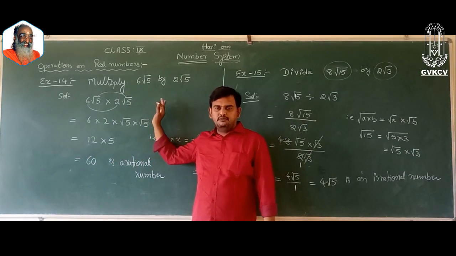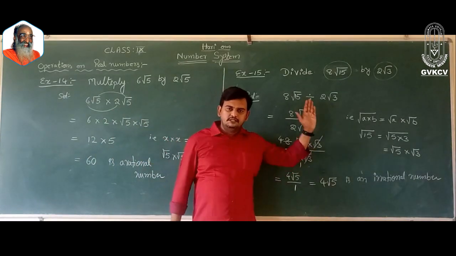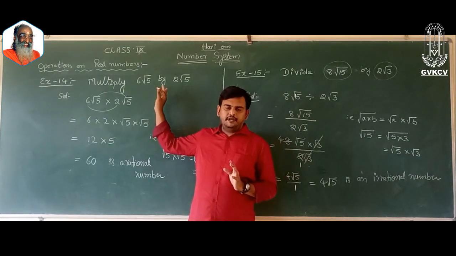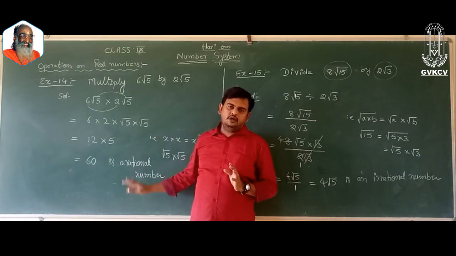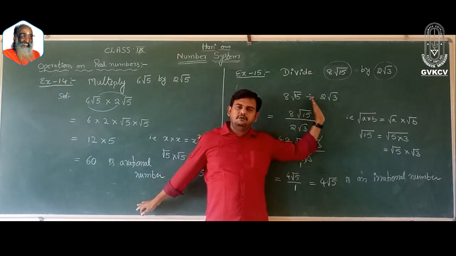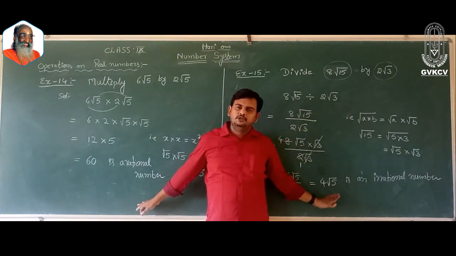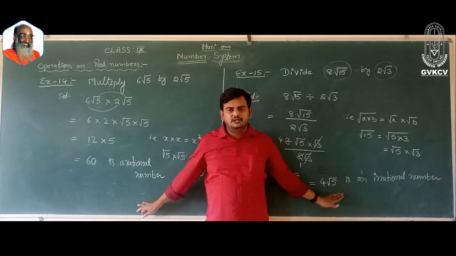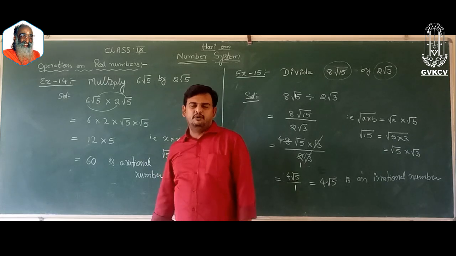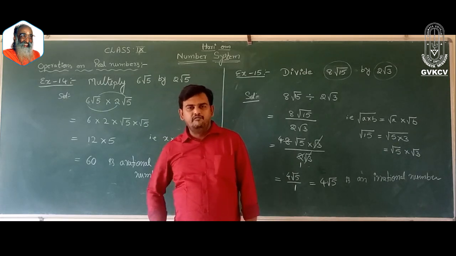This is the operation between like surds. This is the operation between unlike surds. When we perform operation between like surds, we have a rational number. When we perform division operation between unlike surds, you have again an irrational number. So these are the examples about example number 14 and example number 15.